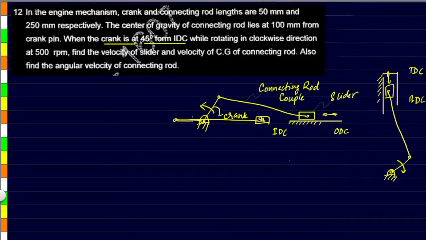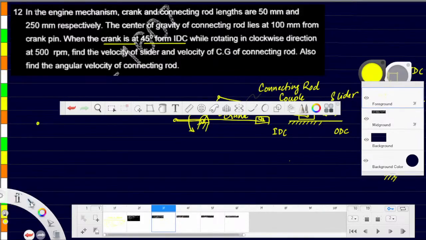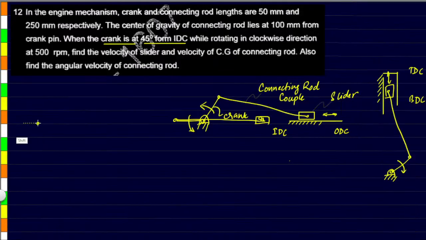From the inner dead center, the crank rotates like this. This is what he is telling, that is 45 degrees from the inner dead center. From this position we will have to take an angle of 45 degrees, draw the coupler from here, and accordingly complete the diagram. Let's draw a rough diagram of this first. We'll take this point as the reference.